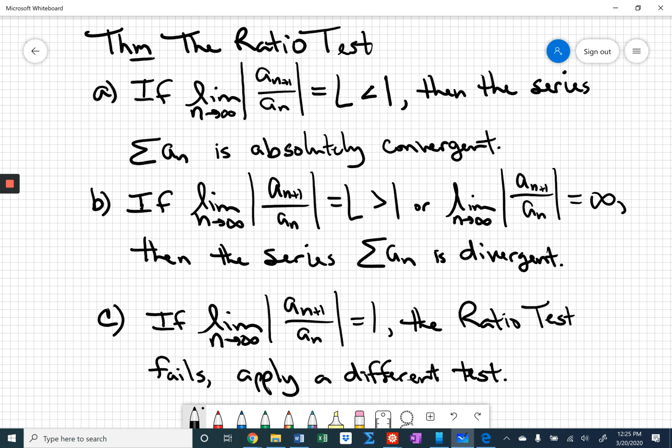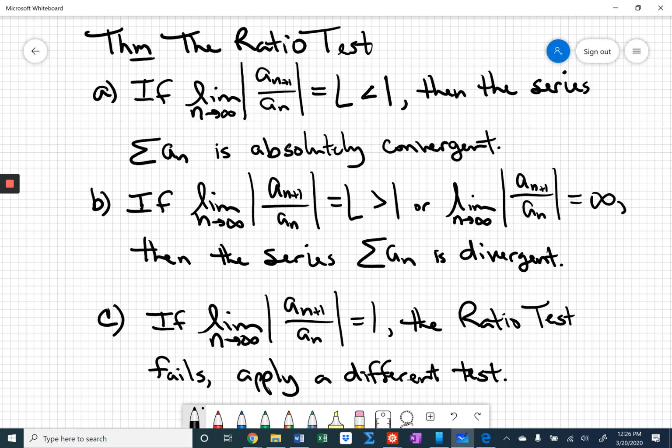Well, that's what this is telling us here. If we take the limit of the magnitude of the consecutive terms and we do get a number that's less than 1, then we know the series is going to converge. And the nice thing is we get absolute convergence. Similarly, if we take that limit of that ratio and we get a number that's bigger than 1, then we know the series will diverge. Or if the limit goes off to infinity, the series will diverge.